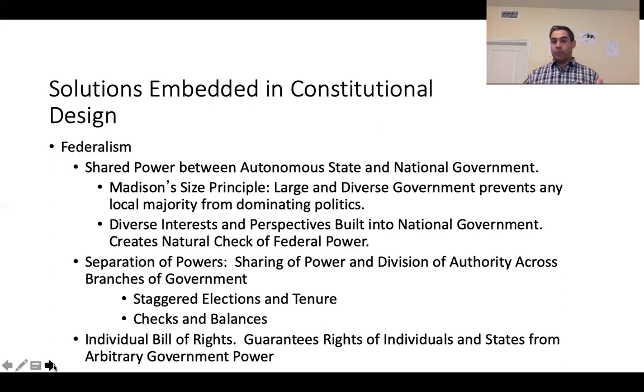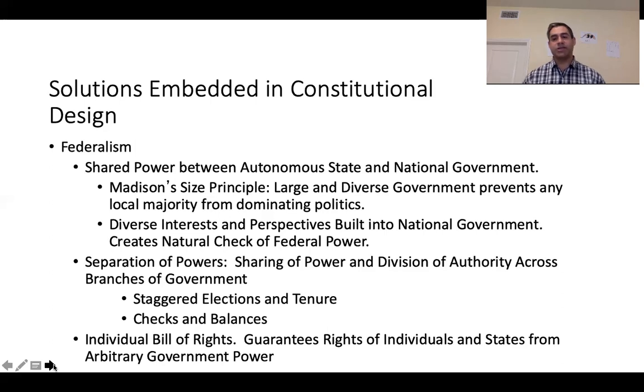The final thing that's going to emerge in this debate over the new constitution is whether or not there should be specific guarantees of individual and state rights included in a constitution. This is going to be through our individual Bill of Rights, which will become the first 10 amendments to the Constitution. And this specifically comes from some anti-federalists who want to ensure that people, individuals now consenting to this new government, if they ratify the Constitution, will be specifically protected from the arbitrary power of this new government.